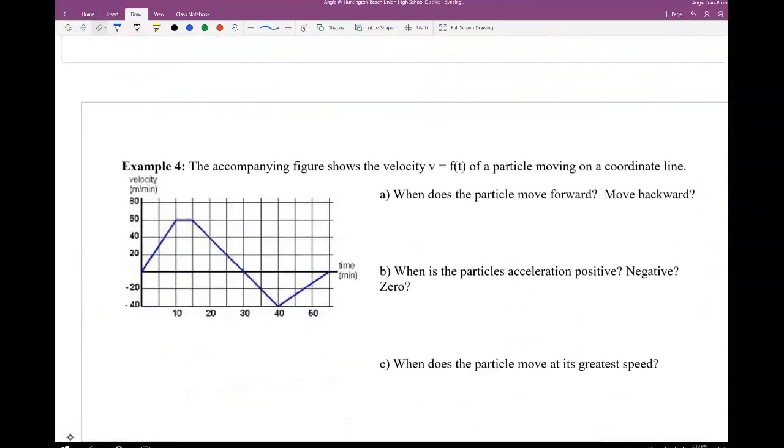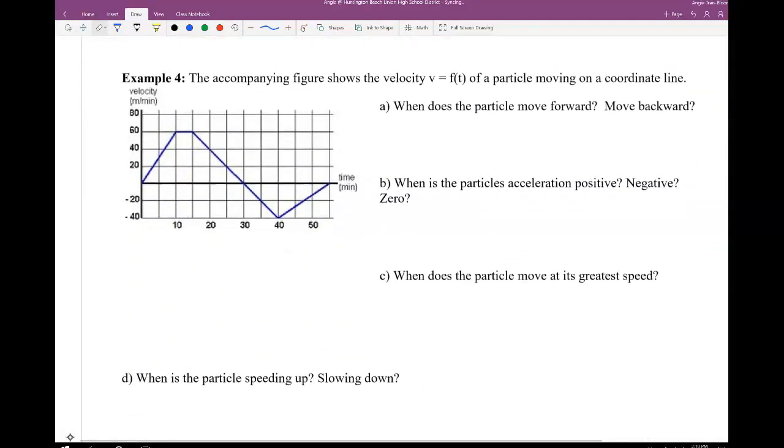Okay, now if I'm going too fast, please do tell somebody to hit pause, okay? Example 4. The accompanying figure shows the velocity. Oh, so this is S prime. Oh my goodness. Okay. V of t. Shows the velocity V equal to F of t of a particle moving on a coordinate line.